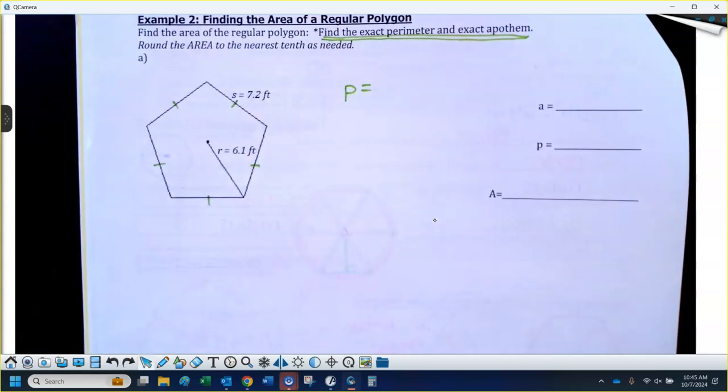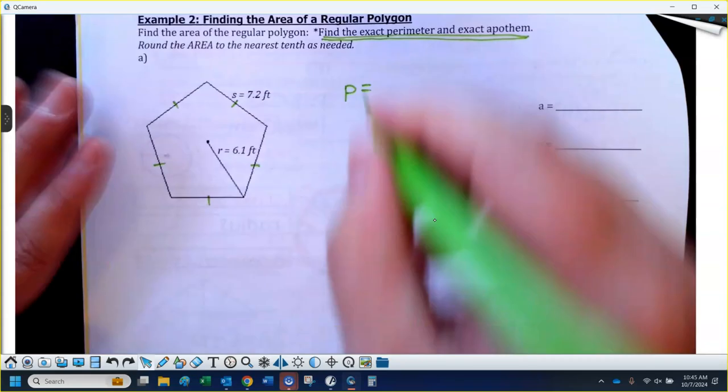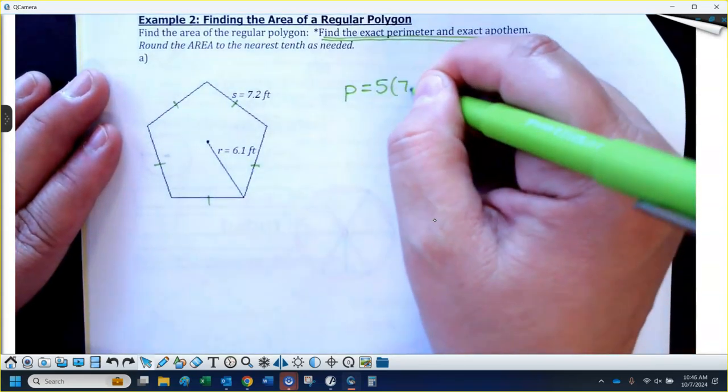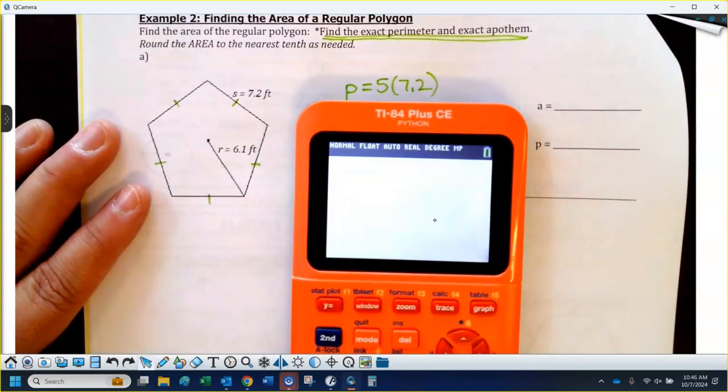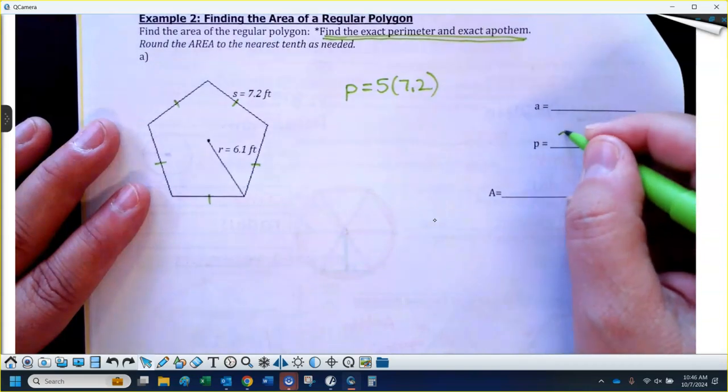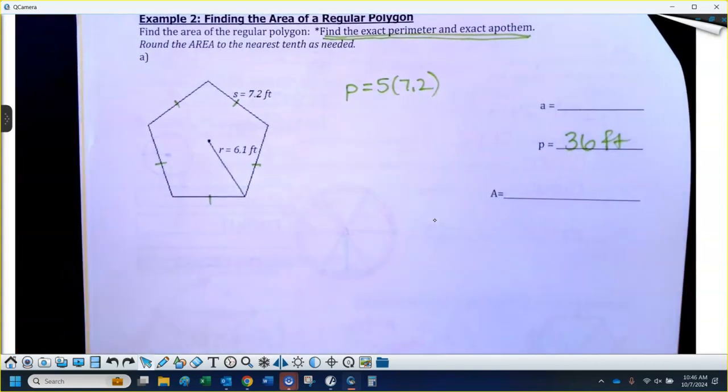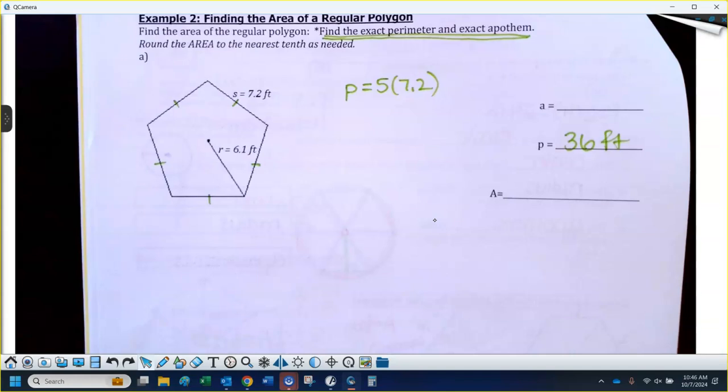What shape do I have here? Pentagon, right? All right, so all I'm going to do is 5 times the 7.2. Right, there's 5 sides, each one of them is 7.2. So 5 times 7.2 is 36. There's my perimeter. All right, now, the thing I don't know is the apothem here. So that's what we have to figure out.